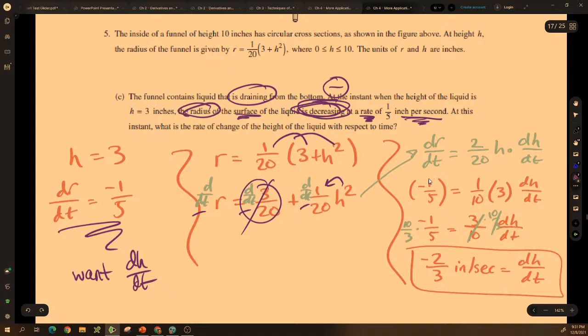So dr dt we know is negative 1/5. h we know is 3. I just simplified 2/20ths to 1/10. dh dt. Like I said, very straightforward from here. Just 3 times 1/10 is 3/10. To get rid of 3/10, you can always multiply by the reciprocal of 10/3. The 10 will cancel, the 3 will cancel, or you can just cancel out the whole thing. So 10 times negative 1 on this side is negative 10 over 3 times 5, which is 15. If you wrote negative 10 over 15, you get full credit as long as you put inches per second. If you simplify it, great, but if you wrote that, that's fine too. Right? So that is everything.